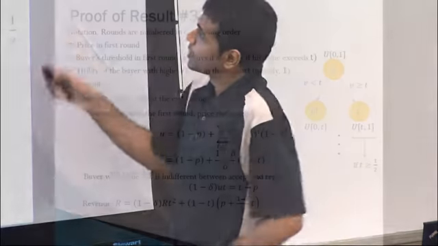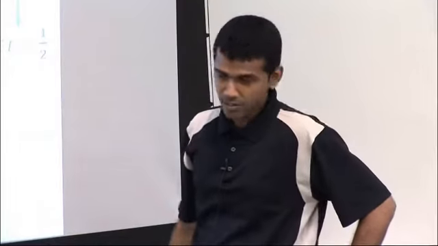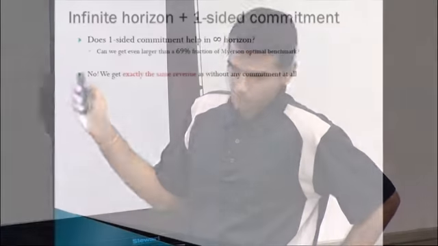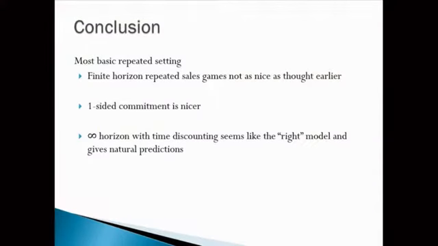If you look at this, the price was not P, the price was T. The T remains fixed afterwards, but after the first round, the price did raise, okay? But it turns out that you get exactly the same revenue, even if you allow one-sided commitment for the infinite horizon time discounted. So that's basically the summary.